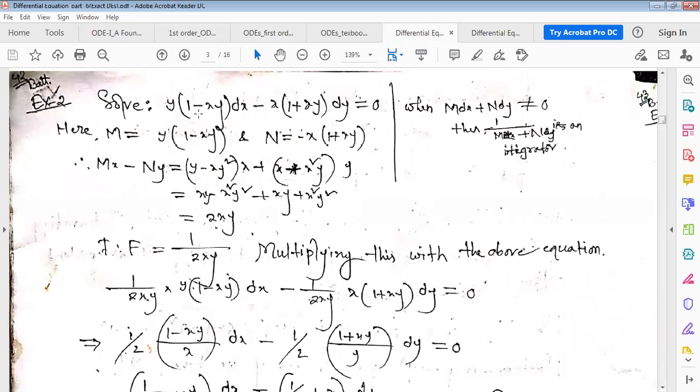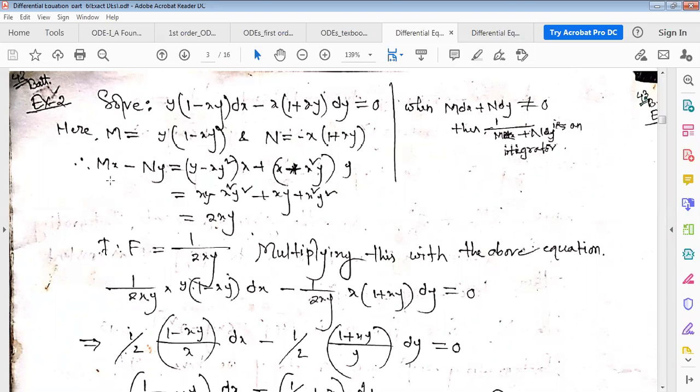Another example for you: y into (1 minus xy) dx minus x into (1 plus xy) dy. Here m equals what? The coefficient of dx in m dx plus n dy equals 0. Actually m dx plus n dy is not equal to 0 here. So m equals this and n equals this. So what will mx minus ny be? It is 2xy. Okay, so taking this subtraction.